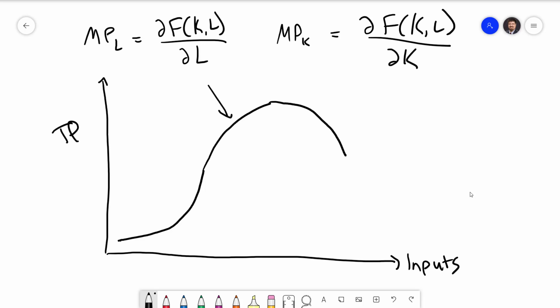That's this part of our curve. It's possible to have increasing marginal returns, like over here, initially, but the law of diminishing marginal returns says eventually decreasing marginal returns are going to set in. To illustrate this, consider the example of a bakery.